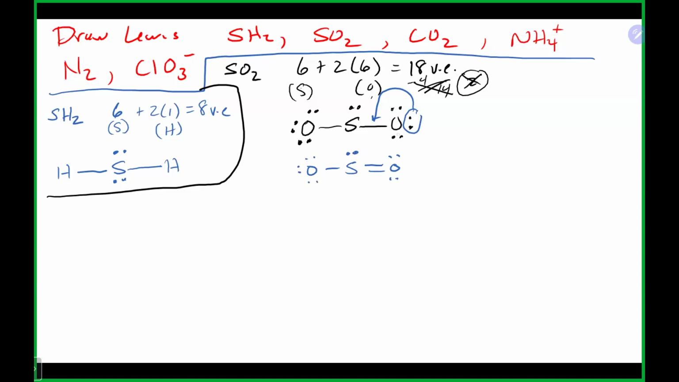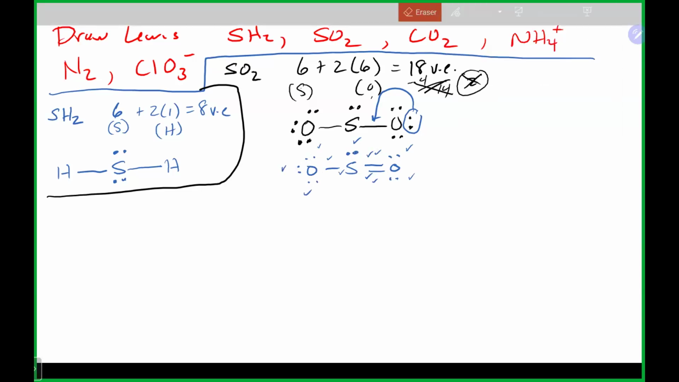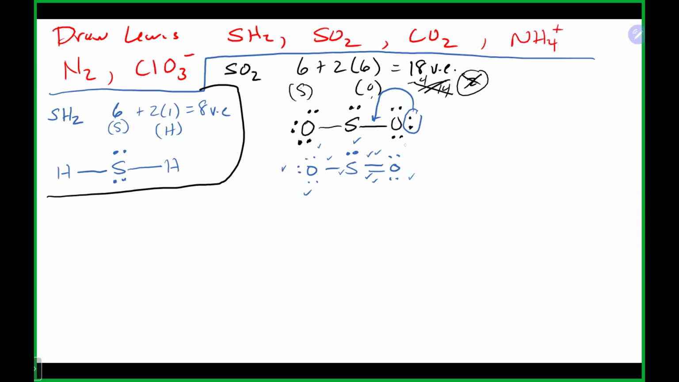Now if we take a look at it, we have 2, 4, 6, 8 for that oxygen, 2, 4, 6, 8 for that oxygen, and for the sulfur, 2, 4, 6, and 8. So again, everybody now has 8 valence electrons around them. They've all met the octet rule.